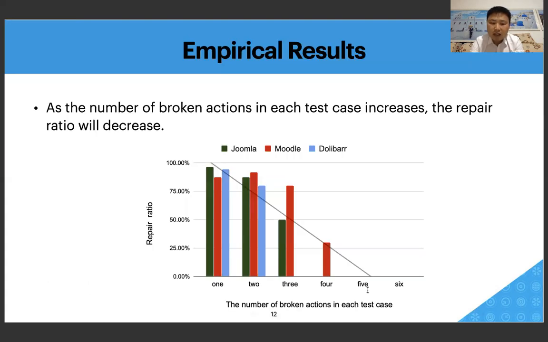Another finding is that as the number of broken actions in each test case increases, the repair ratio decreases. For example, if there is only one broken action in a test case, the repair ratio is high. It's easier to repair only one broken action in the test case. But if there are 4 broken actions in a test case, or more than 4, it is harder to repair, and the repair ratio is lower.